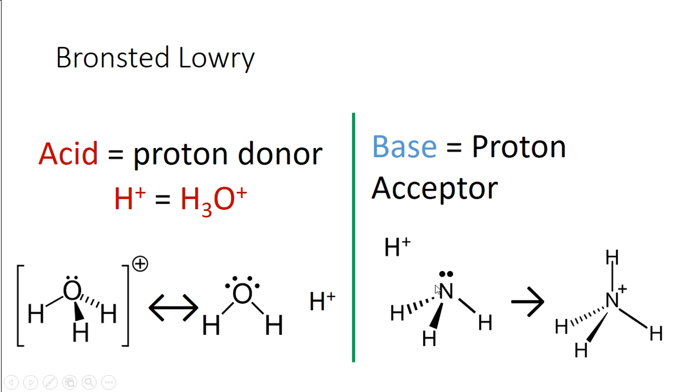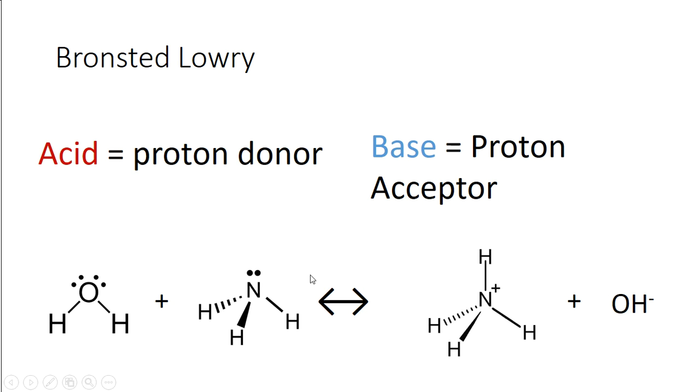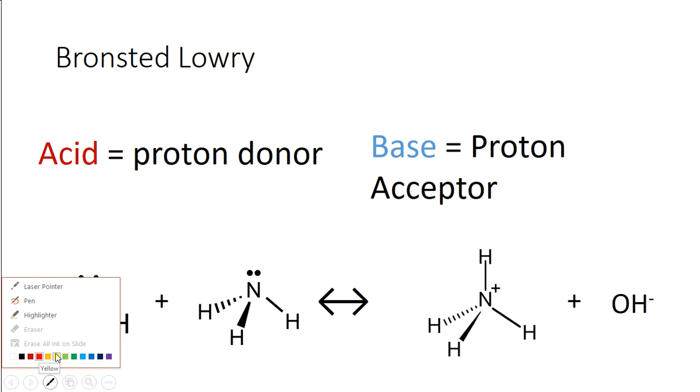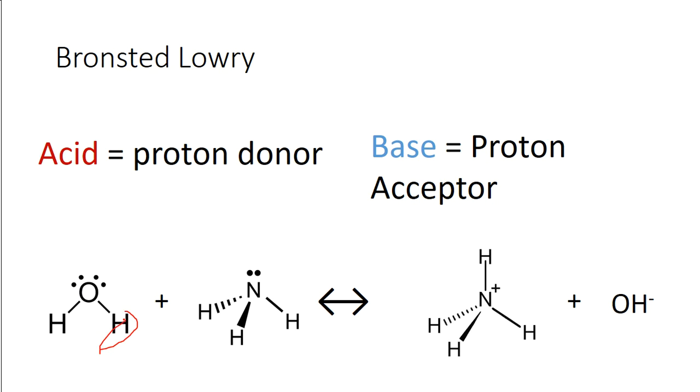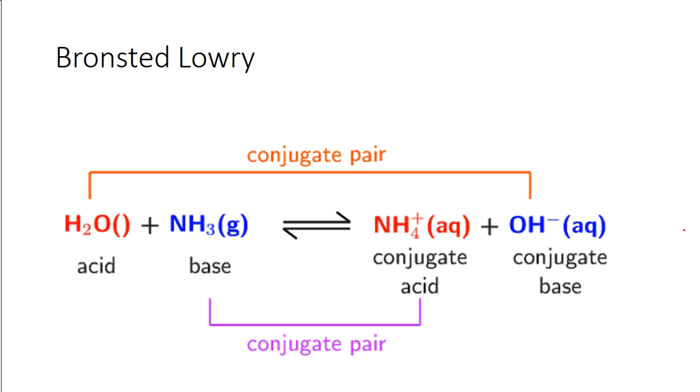So here you see the ammonia picking up the H plus to become NH4 plus. So it picked up the proton, so it's a base. Here you see H3O plus losing that proton to become H2O. So that is losing a proton, so that is an acid. And when you put it all together, you get water plus ammonia. The water molecule has the acidic proton going to the base, and that becomes NH4 plus, and the base is OH minus.